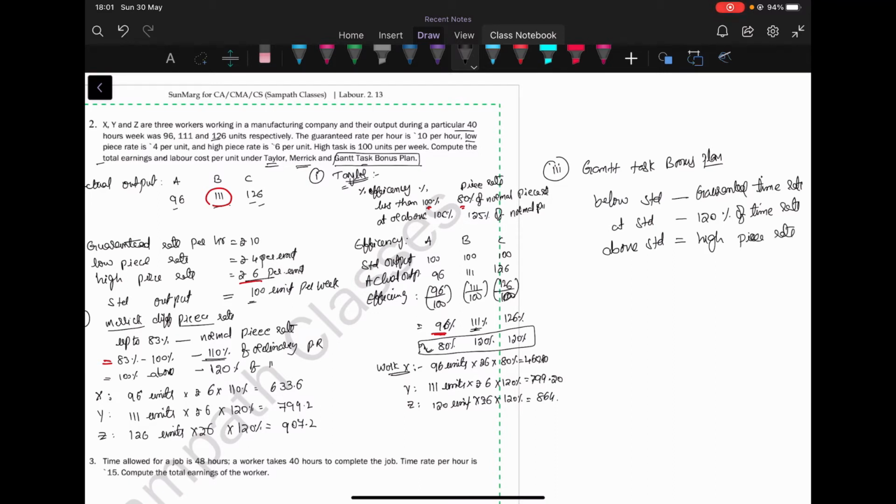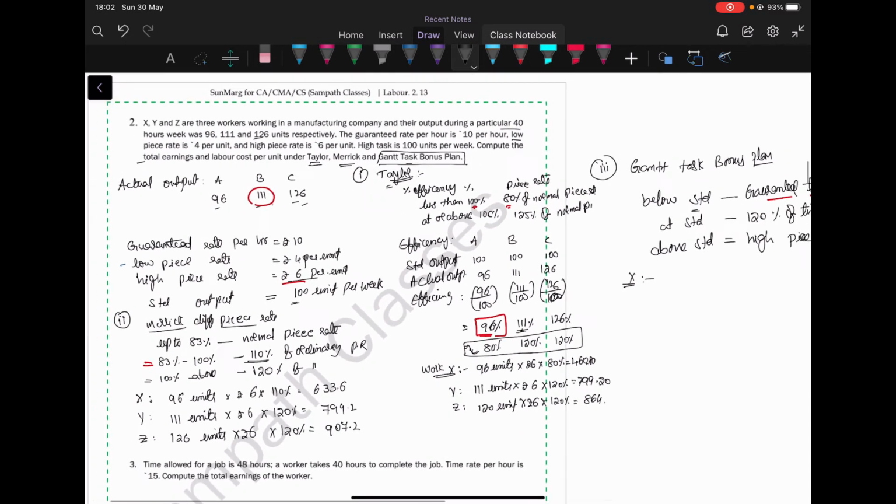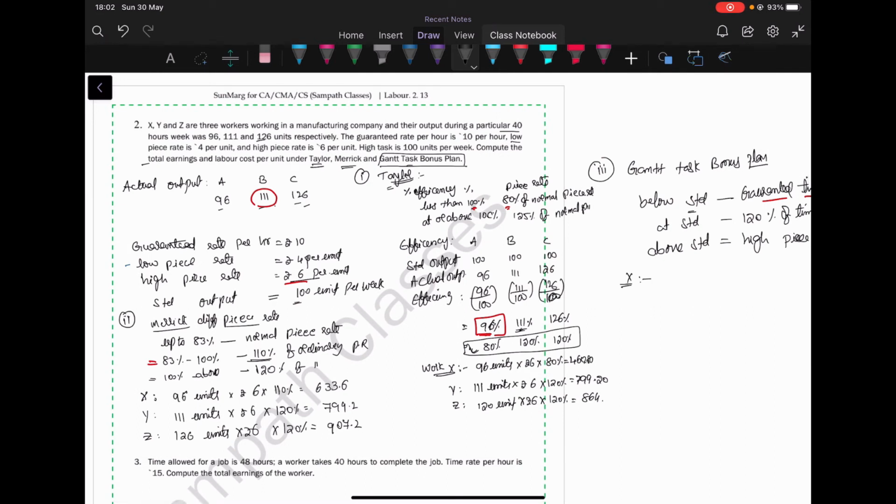Now in the formula we will substitute the question for employee X. Employee X is below standard, that is 96%, below standard. In the sense, he should get paid only the guaranteed time rate. Time rate is given. If you see the question, time rate is given. Somewhere we wrote guaranteed rate per hour. I will take another color pen. Guaranteed rate per hour is 10 rupees.